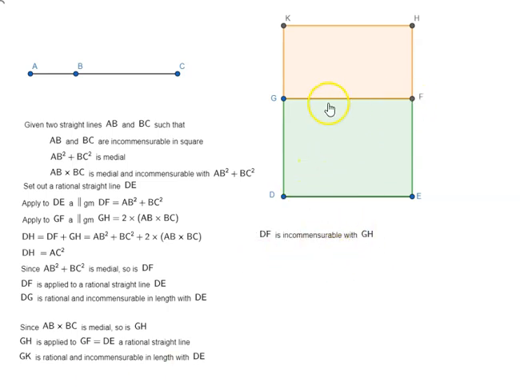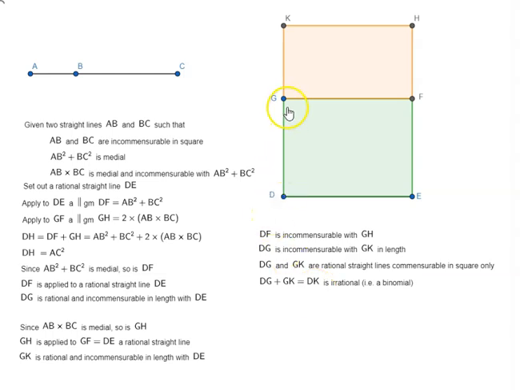DF is incommensurable with GH. Why? Because DF is equal to AB square plus BC square, GH is equal to 2 times AB by BC, and they are incommensurable. AB square plus BC square is incommensurable with AB by BC, which means 2 times AB by BC as well. Since DF is incommensurable with GH, that means BG is incommensurable in length with GK. So BG and GK are rational straight lines commensurable in square only.